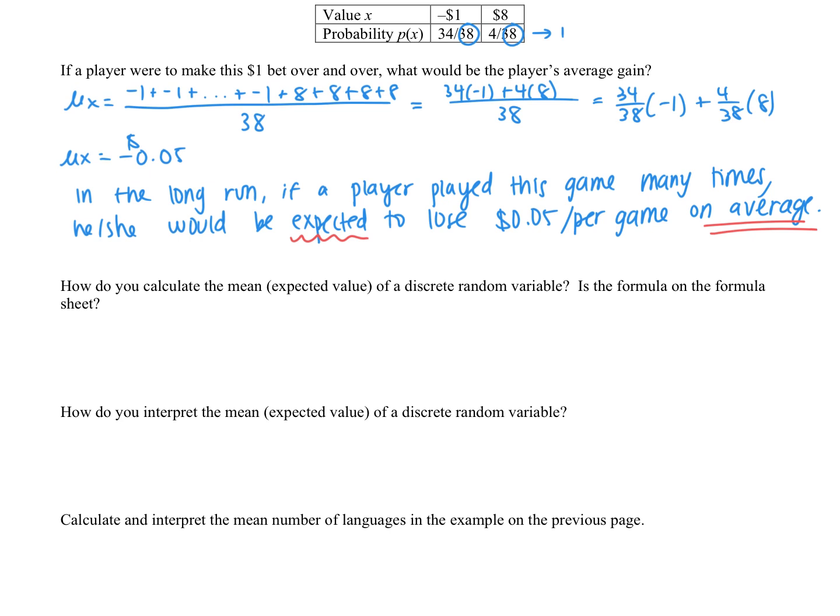Now, we are going to use this idea to come up with the formula. So if we want to generalize, what is this formula? Well, what did we do? 34 out of 38 and 4 out of 38 are the probabilities, and -1 and 8 are the values. So what we did is we took each value of x, we multiplied by its probability, and then we summed them all up.